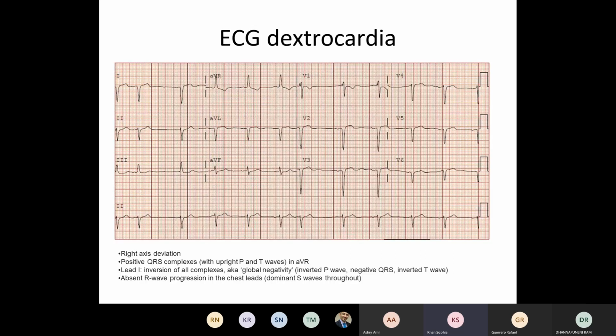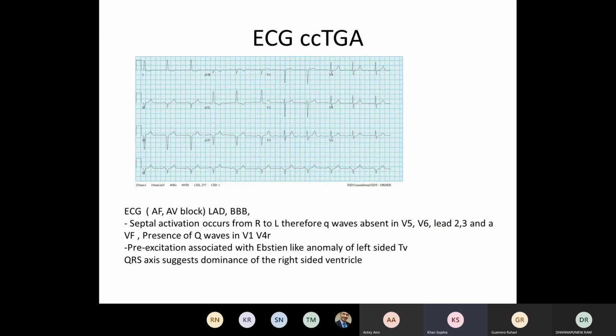So just a quick ECG, which would probably prompt you to think there's dextrocardia, and maybe then prompts an echo. There's right axis deviation, and the big clues are that lead I is all negative, or the QRS is inverted, whereas aVR is positive, and then obviously the R-wave progression in the chest leads is not there, so that prompts you to think of dextrocardia, hopefully. If there's levocardia, the ECG still will have signs because of the fact that the conduction pathway is not normal.